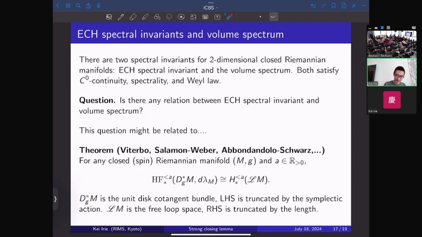This is because ECH is a version of Floer homology, and the volume spectrum is defined, in this case, from the space of 1-cycles, which is not exactly the same as, but similar to, the free loop space. So if there is any positive answer to this question, it will be a version of this theorem. And I think this is a very interesting direction for future research.